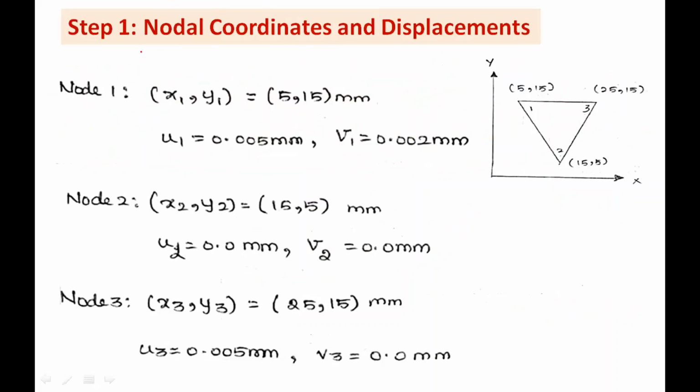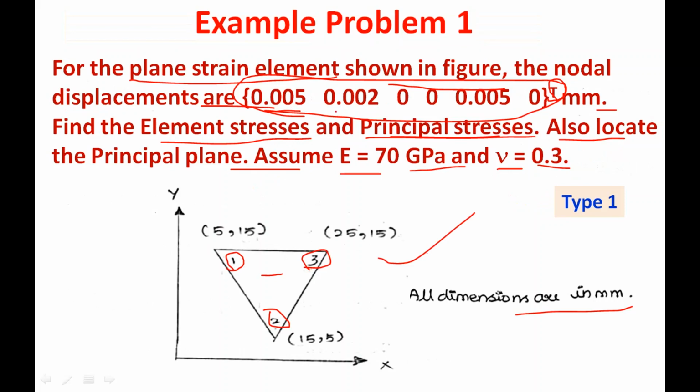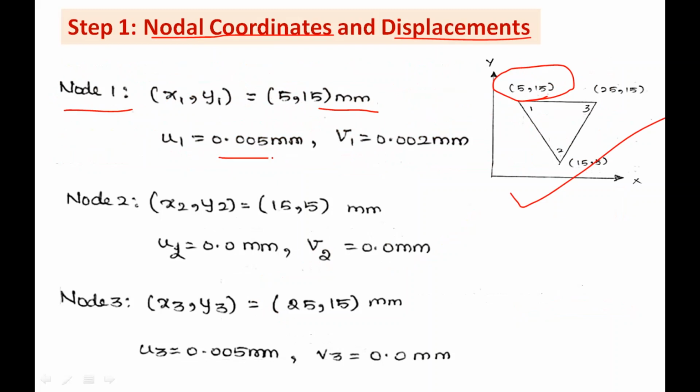In the first step, we have to write down the given nodal coordinates and the nodal displacement. This is the given two-dimensional triangular element. So node 1, what are the coordinates for node 1? 5, 15 mm, and the nodal displacement is given in the question 0.005, 0.002. This is u1 and v1. This is for u2, v2. This is u3, v3. Like that you have to consider. So u1, v1 in terms of mm.